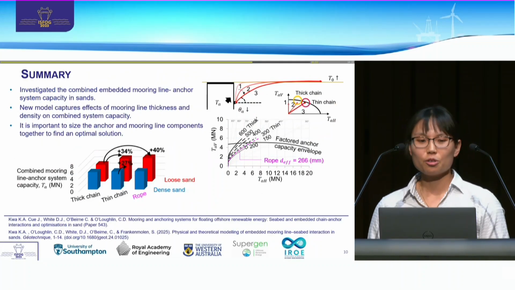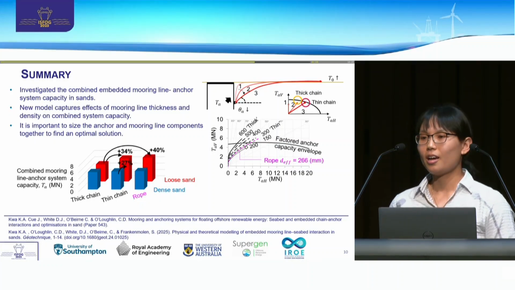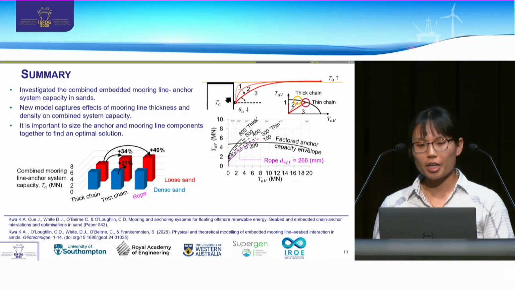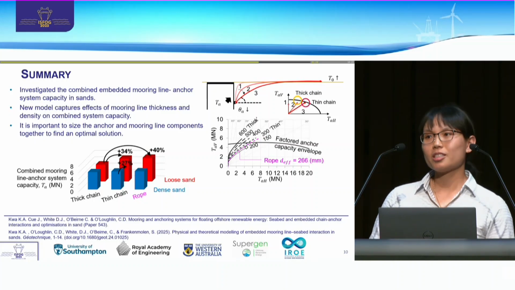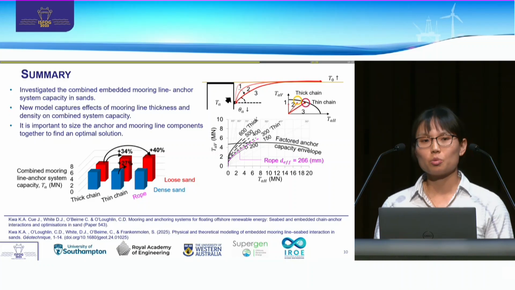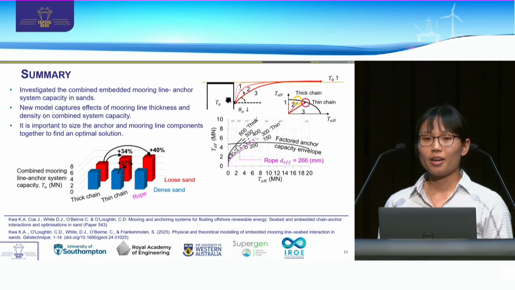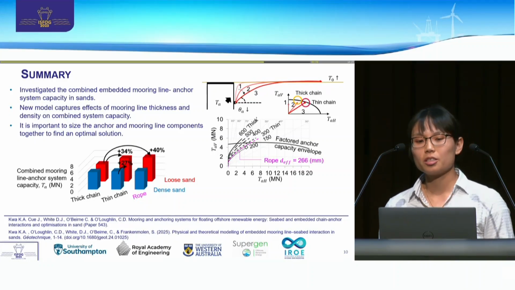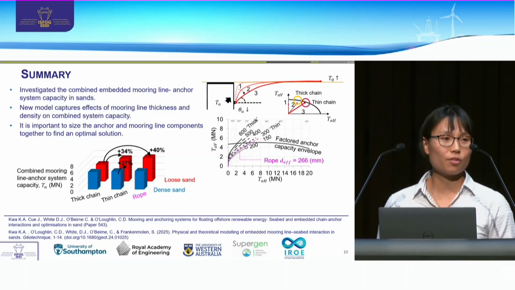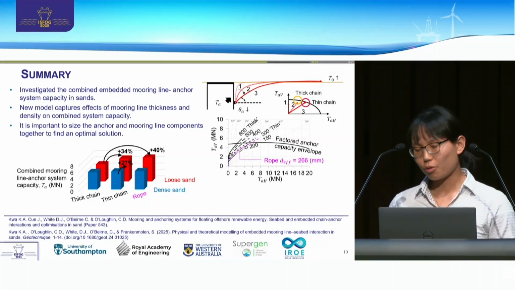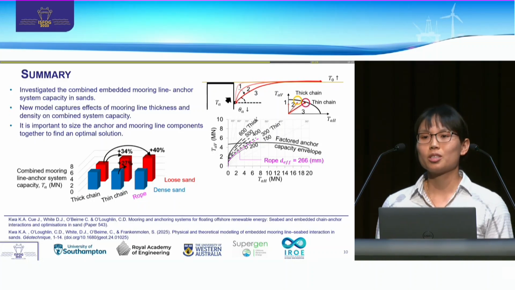So, in conclusion, we have investigated the combined embedded mooring line anchor system capacity in sands for a range of different mooring line thicknesses and sand densities. And what we can see from these results is that there are cases where a thinner chain can cut more into looser sands, thus mobilizing higher combined system capacity, which highlights the importance of sizing both the anchor and the mooring line components together to find an optimal solution. And the model that we have for sand provides us with a simple tool that allows us to assess and quantify this interaction.